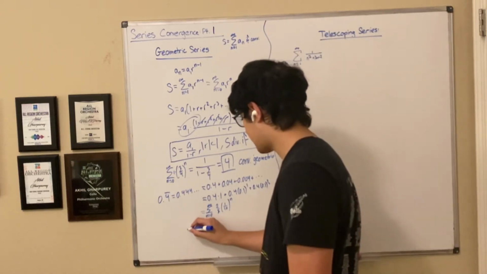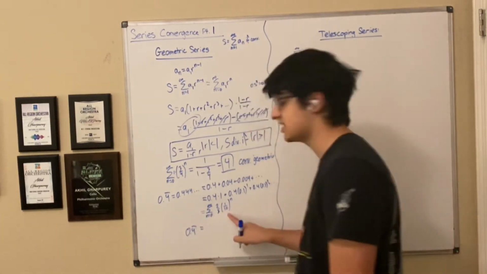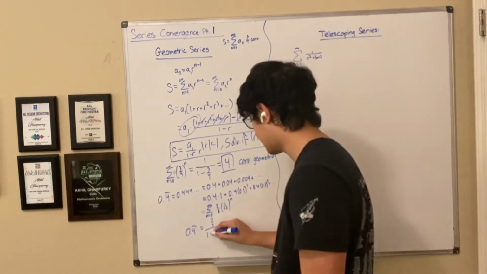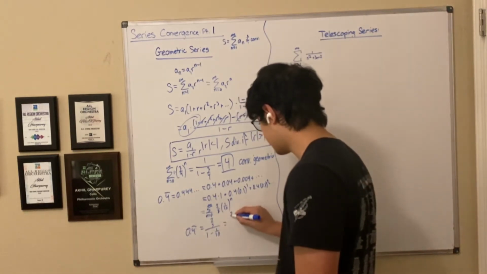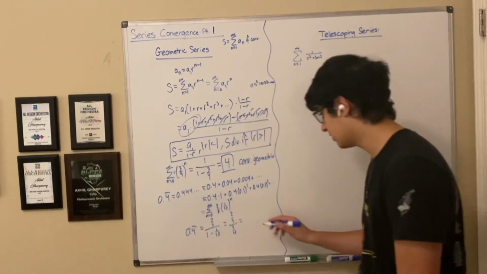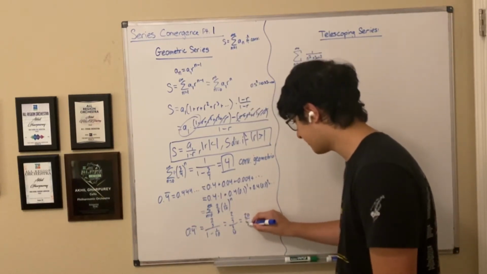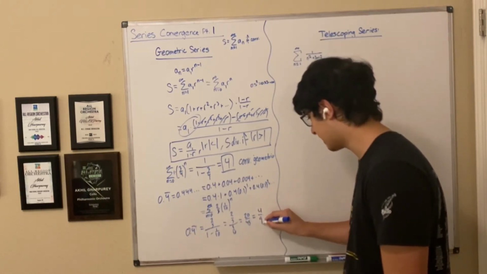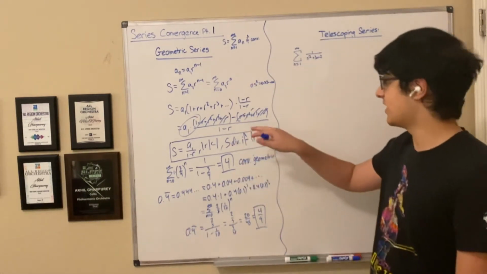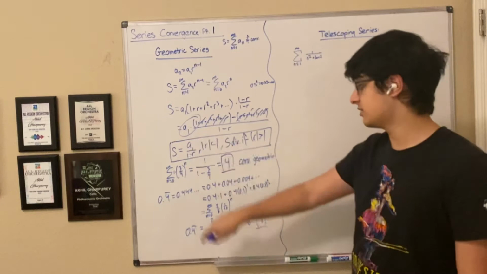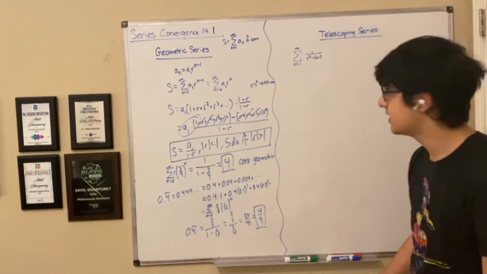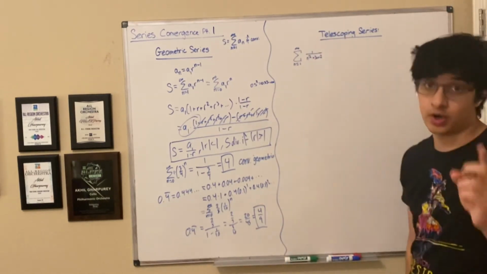So we can say that 0.4 repeating, since 1/10 is less than 1, is equal to 2/5 divided by 1 minus 1/10, which is equal to 2/5 over 9/10. And as a result, just multiplying by the reciprocal, we get 20 over 45, and that simplifies to 4/9. So that's pretty much the geometric series summed up. We can go ahead and use it as a convergence test, evaluate the infinite series, and we can also turn infinitely repeating decimals into fractions. So that's pretty much it for one of the series we can evaluate.